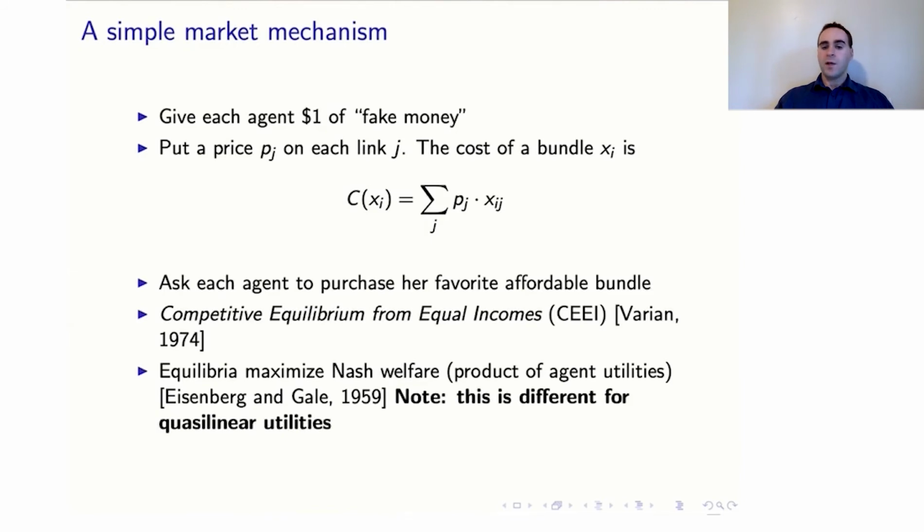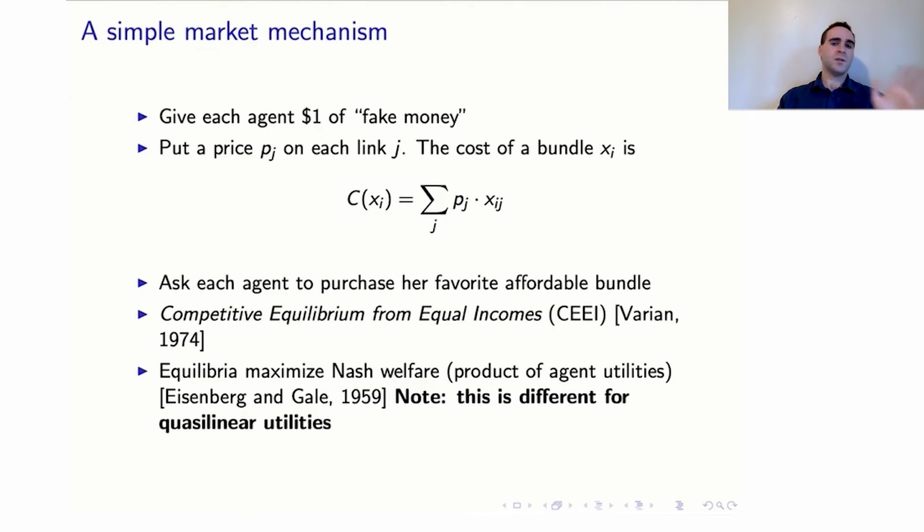One thing I want to point out is that this situation is different for quasi-linear utilities, which is the subject of a different one of my talks, also at WINE this year. And for quasi-linear utilities, these equilibria for linear pricing aren't going to maximize Nash welfare. They're going to maximize a different welfare function, and I will discuss that then. Essentially, the qualitative insights we're going to have are going to be similar, but the technical details differ based on whether each agent has fake money or has real money, which is the case in quasi-linear utilities.